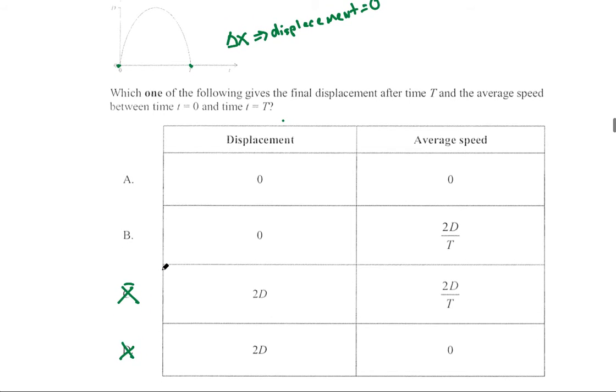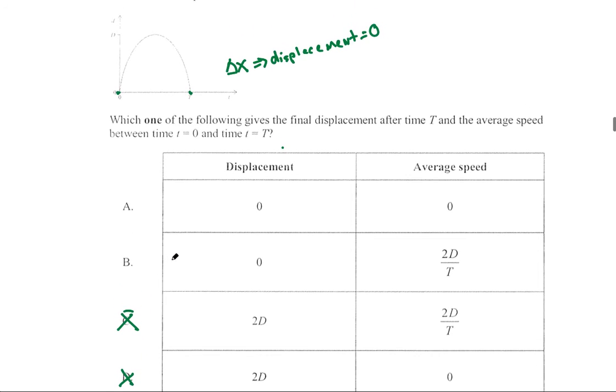Now the average speed, since speed is a scalar, is the total distance traveled, which would be, it moves up a distance d, and then moves back a distance d. So the distance traveled is 2d, and we divide it by the time. So average speed is total distance divided by total time.